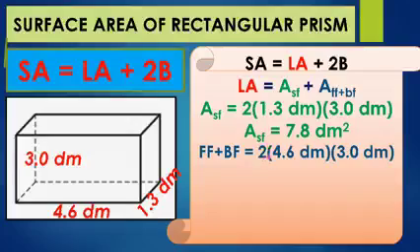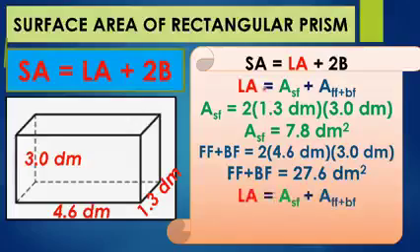So we have your 2 times 4.6 decimeters times 3.0 decimeters. And it will give us a product of 27.6 square decimeters. Nakuha na natin yung area ng side face and also the area of the front and back face. Now we can solve for the lateral area of this rectangular prism.